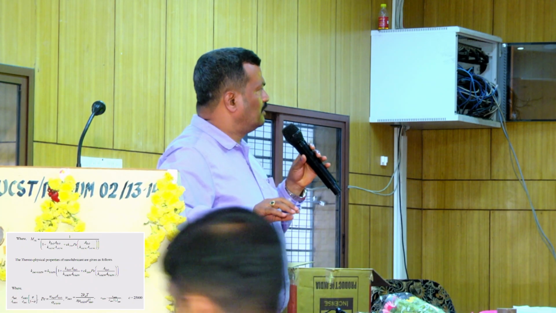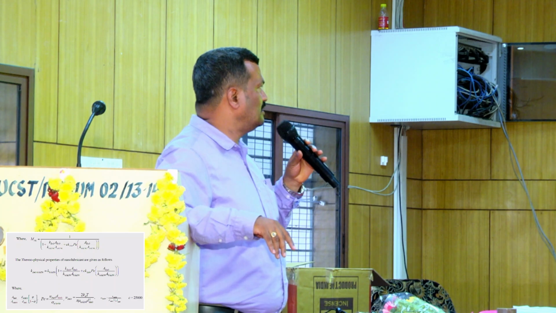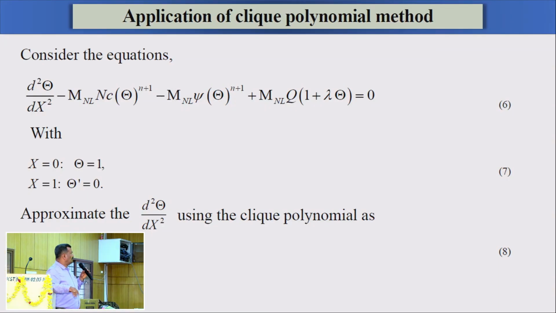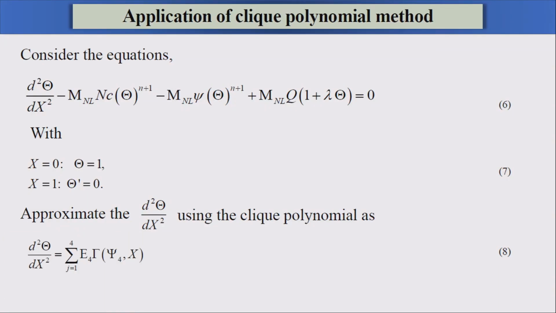So, these are the thermophysical properties. Again, it is a research problem and it is ready-made data. Now I will solve this problem by clique polynomial. You see the differential equation number 6 with the condition 7. This is what I am going to solve.